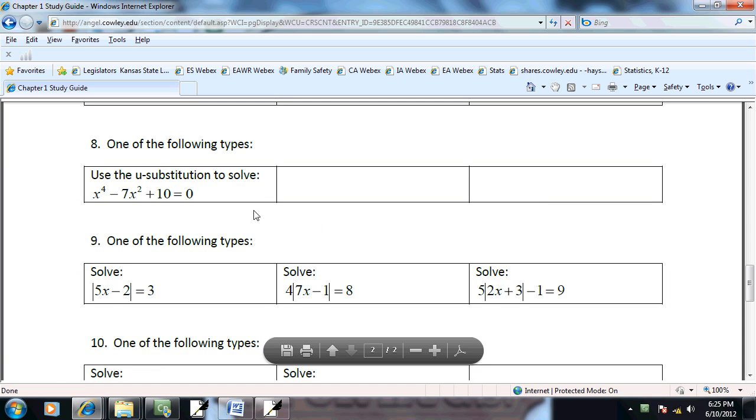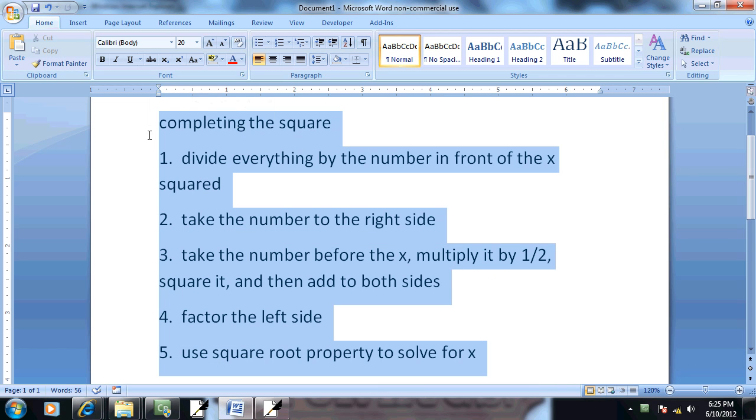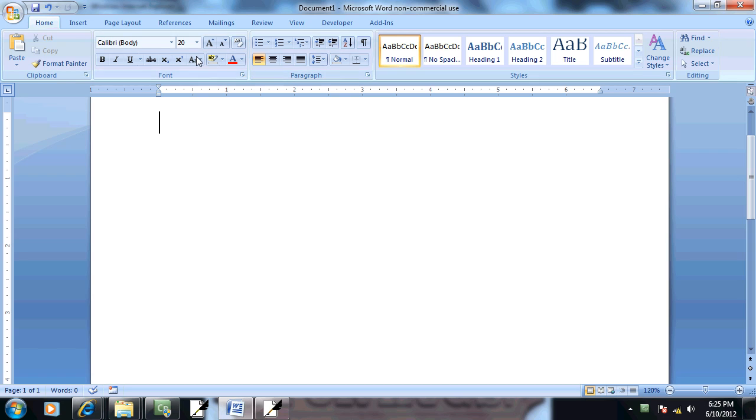Let's take a look at U substitution to solve equations that are quadratic in form. And first, let's refresh our memory on the steps. So I'm going to clean this out. And this is the U substitution.